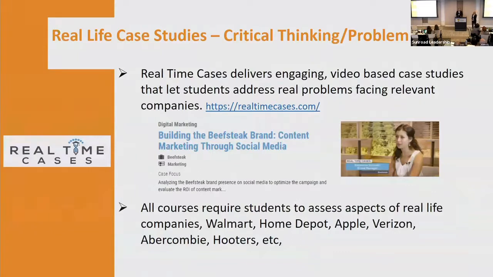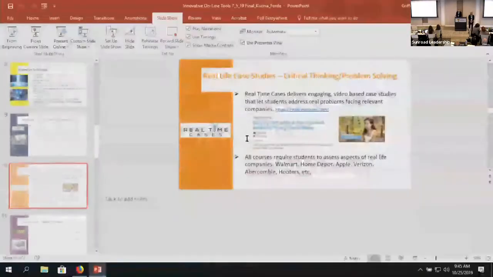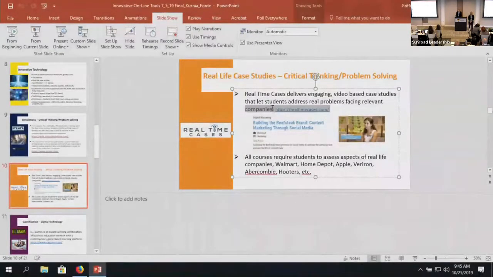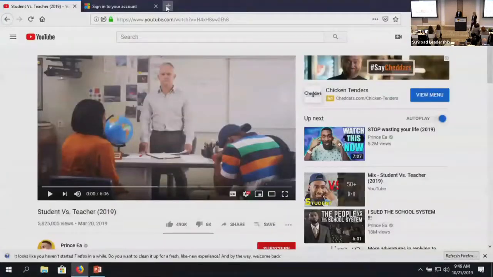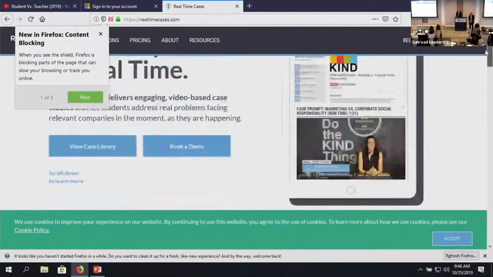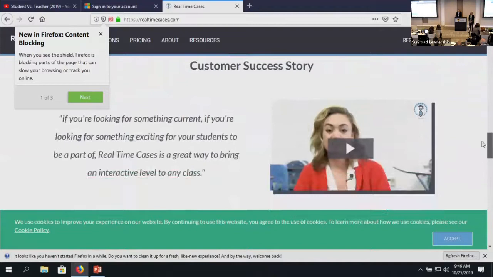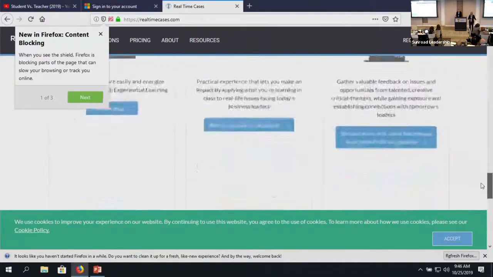So let's talk about real life case studies. Another thing that we wanted to build into our courses are real companies. It's nice to have assignments that have a corporation, but it makes it a lot more interesting, I believe, if we're talking about companies that are really out there. So we came across real case studies. This is a company that puts together real companies that are out there and challenges that they might be having. They have wonderful videos attached from the actual employees talking about their businesses.